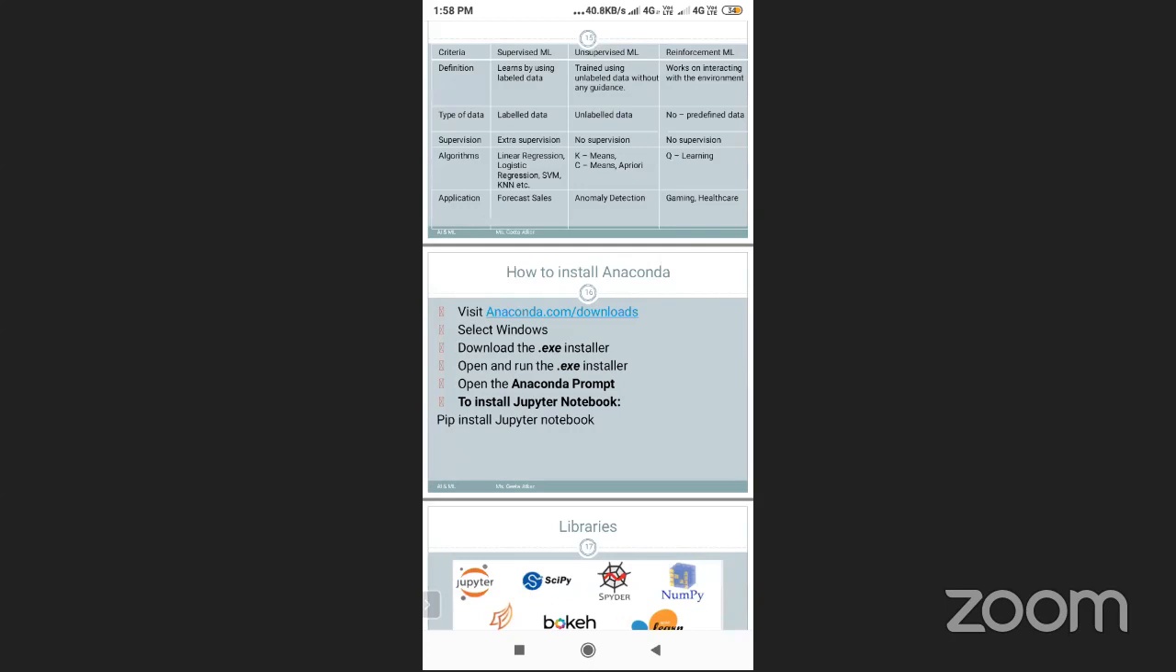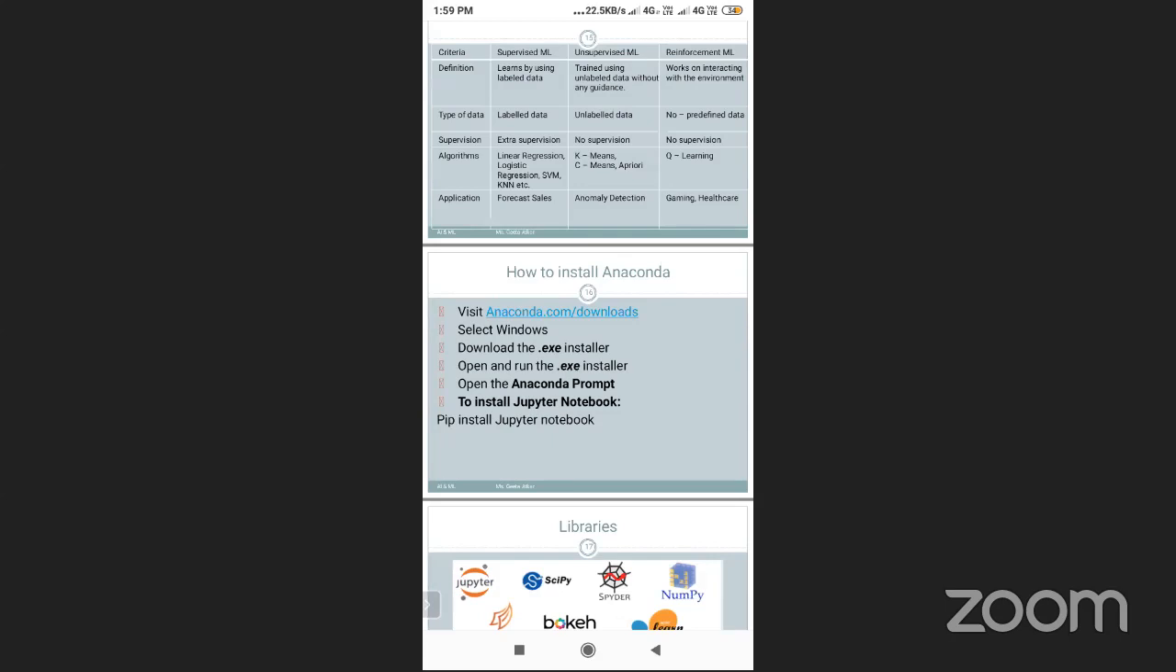go to anaconda.com/downloads. On that site, you will get the setup of Anaconda. Anaconda is a platform for executing all the operations, or we can say all the coding, for machine learning. For executing machine learning algorithms we need the Python language, and Anaconda works on Python. Once you download the setup, you will get an .exe file. Once you install that exe file on your PC, a functionality called Anaconda Prompt gets automatically installed.